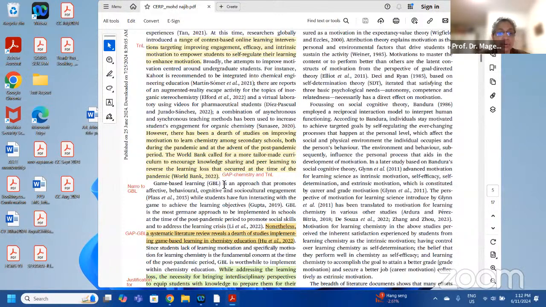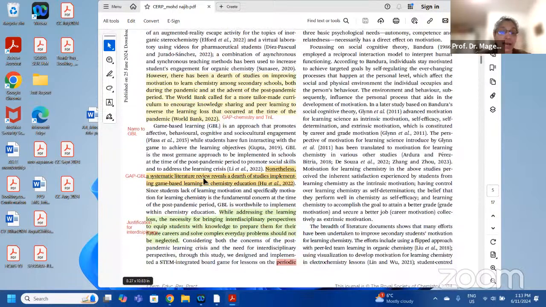What is game-based? While the motivation is low, while we need a curriculum which is very relevant to the Malaysian or Indonesian context, I touch on game-based. I started talking about game-based as an approach that improves affective, behavioral, cognitive, all these things, right? While game-based is so good, however, a systematic literature review reveals a breadth of study on game-based in chemistry education. There are so many good things about game-based. Game-based is closely associated with motivation. However, very few studies have used game-based in chemistry, as this literature review shows.